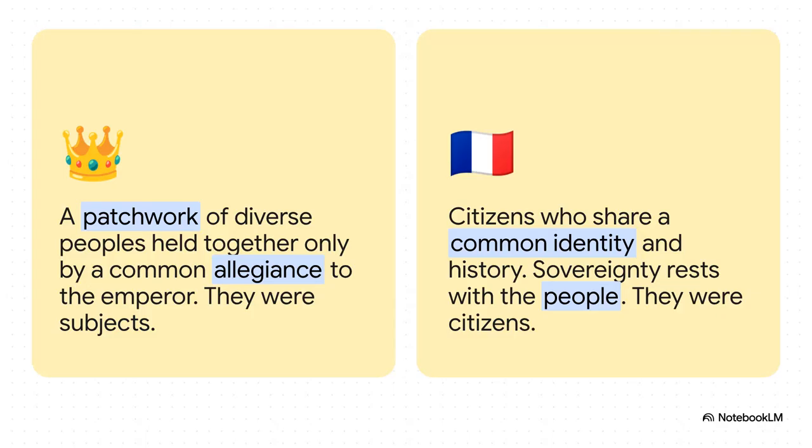And when you put them side by side, the difference is just wow. On one hand, you have the old dynastic empire, basically a random patchwork of different peoples who often didn't even speak the same language, all held together by loyalty to one king. They were subjects. But on the other hand, you have the nation-state, one people, one shared identity. And they weren't subjects anymore, they were citizens, with rights and a real say in their own government.